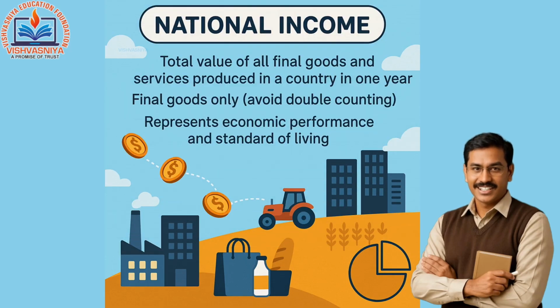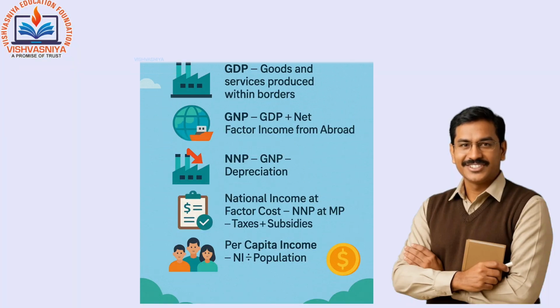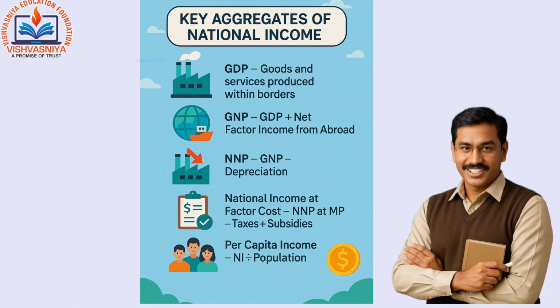What is national income? It is the total monetary value of all final goods and services produced by the people of a country in one year. Notice the words final goods. We only count final goods, not intermediate goods, to avoid double counting. Economists use several measures to capture the full picture.